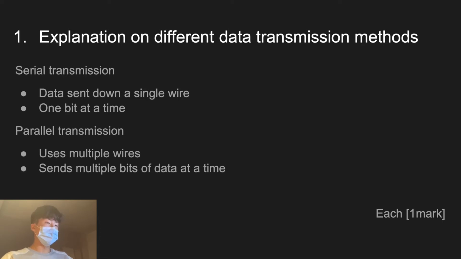For serial transmission and parallel transmission, first you can get 2 points for serial transmission by saying that data is sent down a single wire, 1 bit at a time. For parallel transmission, you can write, parallel transmission uses multiple wires, sends multiple bits of data at a time.